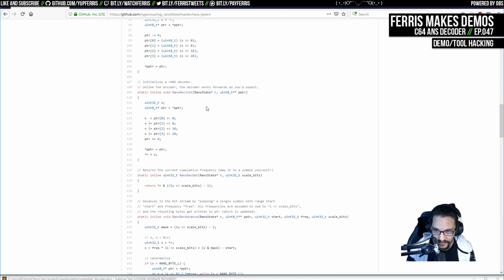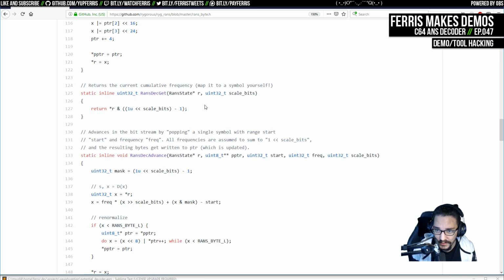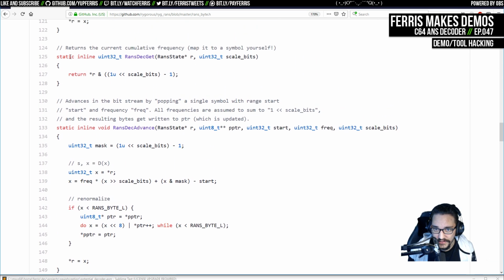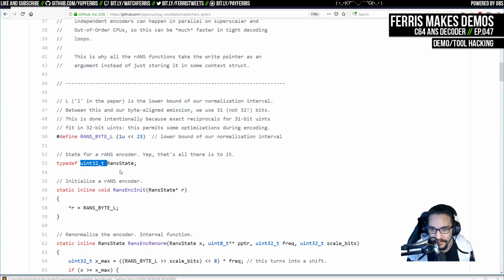All of this is motivated by decoder simplicity, and in particular, these two functions here. The main thing is in RANS, in this case, I think it uses 32-bit states, which is what this RANS state thing here is. I think it's just a U32. Yeah, the whole thing.